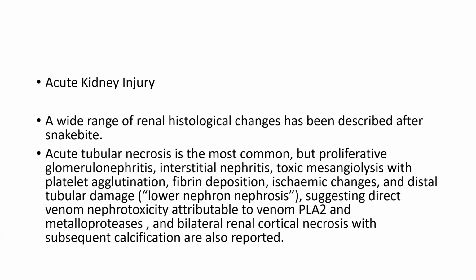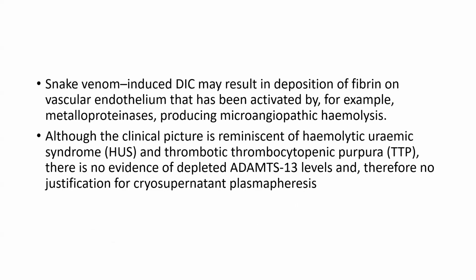Now, the acute kidney injury. So we'll see what is the cause and what is the pattern of this acute kidney injury. A wide range of renal histological changes has been described. Acute tubular necrosis is the most common, but proliferative glomerulonephritis, interstitial nephritis, toxic mesangiolysis with platelet agglutination, fibrin deposition, and ischemic changes, and distal tubular damage have also been seen, suggesting direct venom nephrotoxicity attributable to the venom phospholipase and metalloproteinases. Bilateral renal cortical necrosis with subsequent calcification has also been reported.